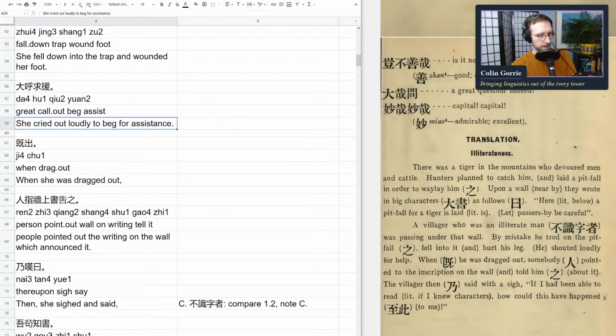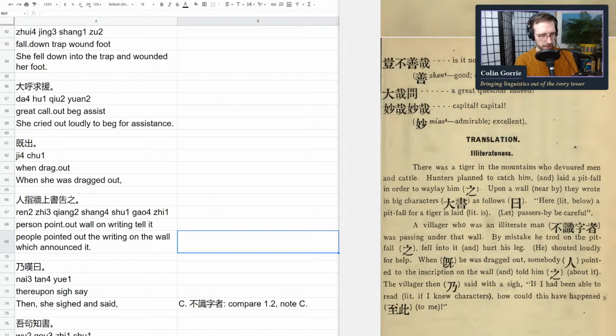Then, this was another tough part, but we have when. So I think we made the right choice here, with T being when. When he was dragged out, somebody pointed to the inscription on the wall and told him about it. Okay. So these two verb phrases are not that kind of pivot construction, but just two verb phrases with the same subject. So let's take this.